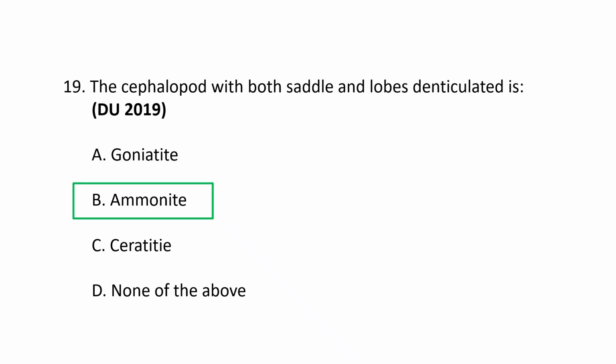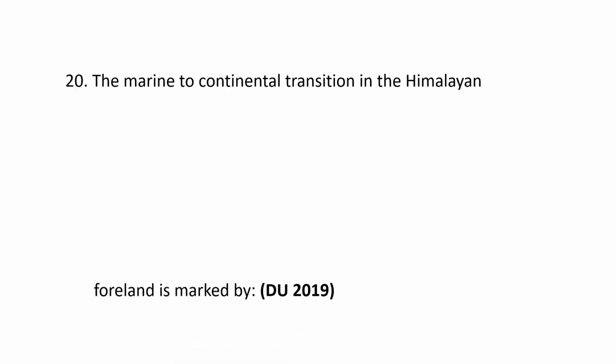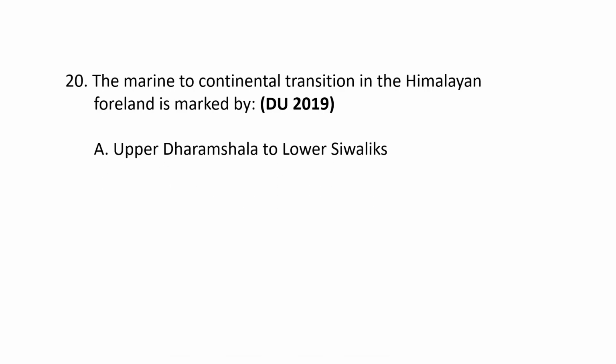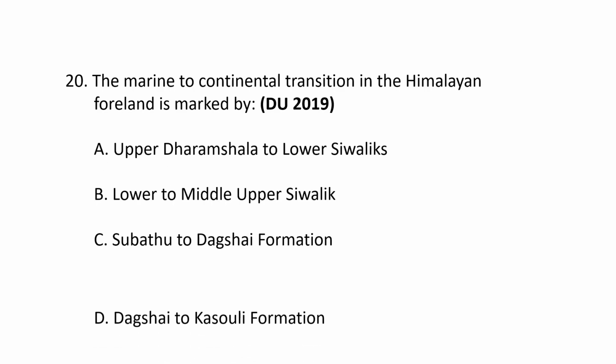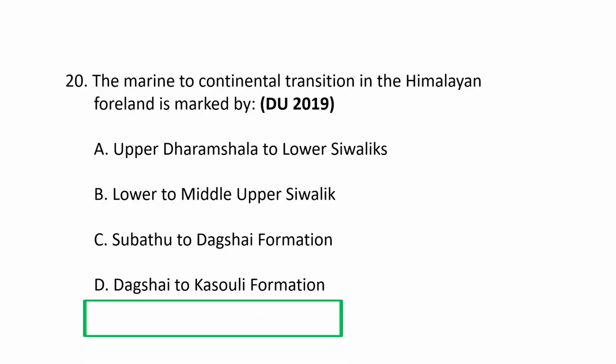Next question. The marine to continental transition in the Himalayan foreland is marked by A. Upper Dharmashala to lower Siwalik, B. Lower to middle Siwalik, C. Subathu to Dagshai formation, and D. Dagshai to Kasauli formation.